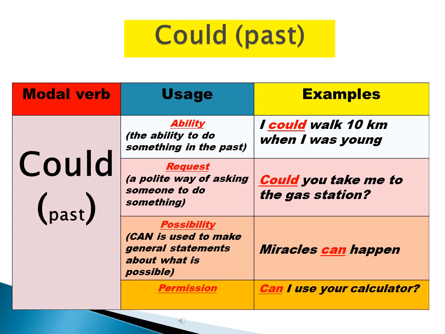Number 2. Could you take me to the gas station? I took the same example. Here it is a polite way of asking someone to do something for you. Could is more polite than can. Next one, number 3. Miracles could happen. So could is used to make general statements about what is possible, in the past.